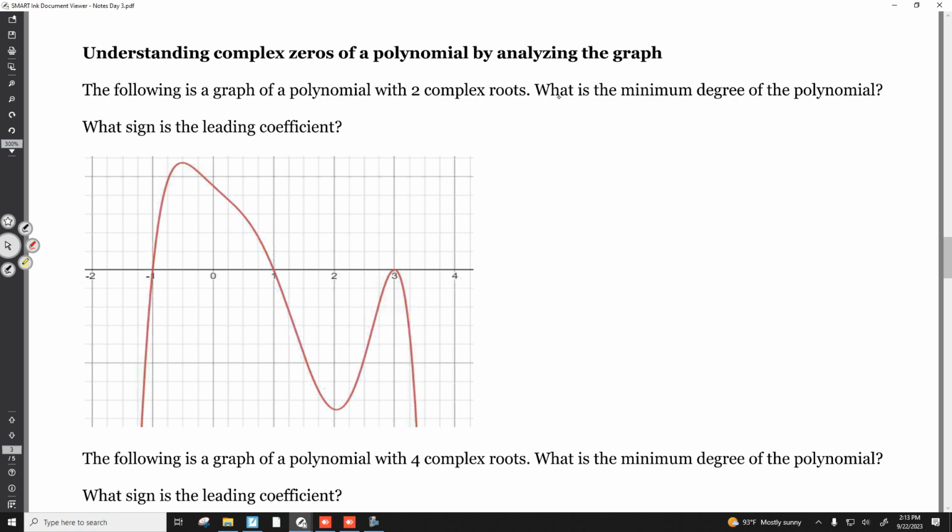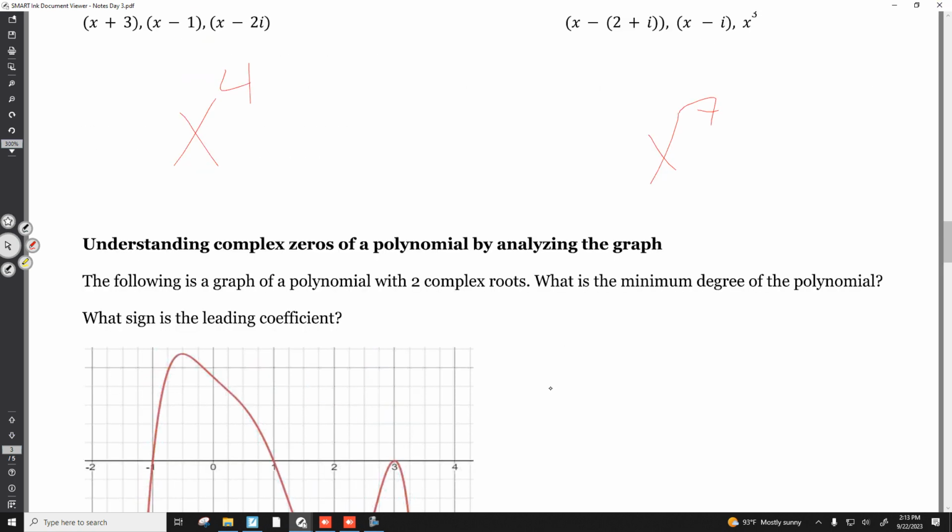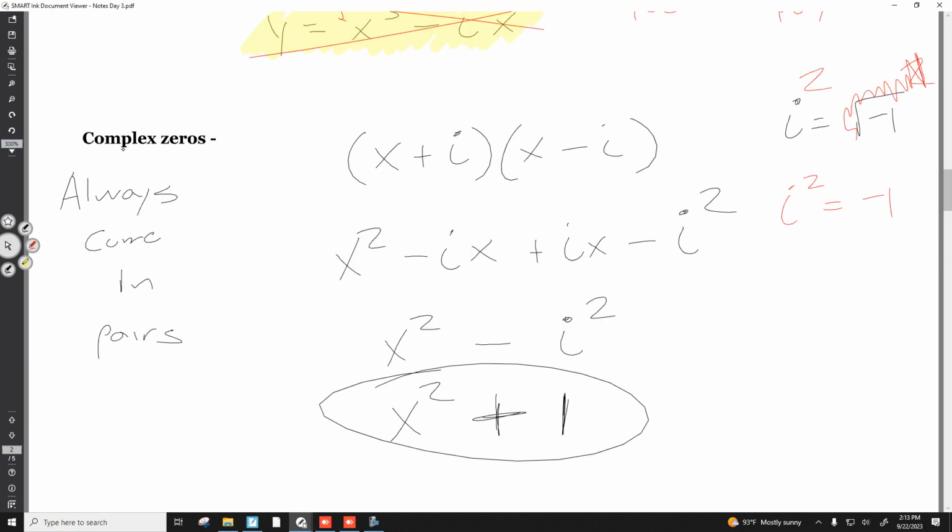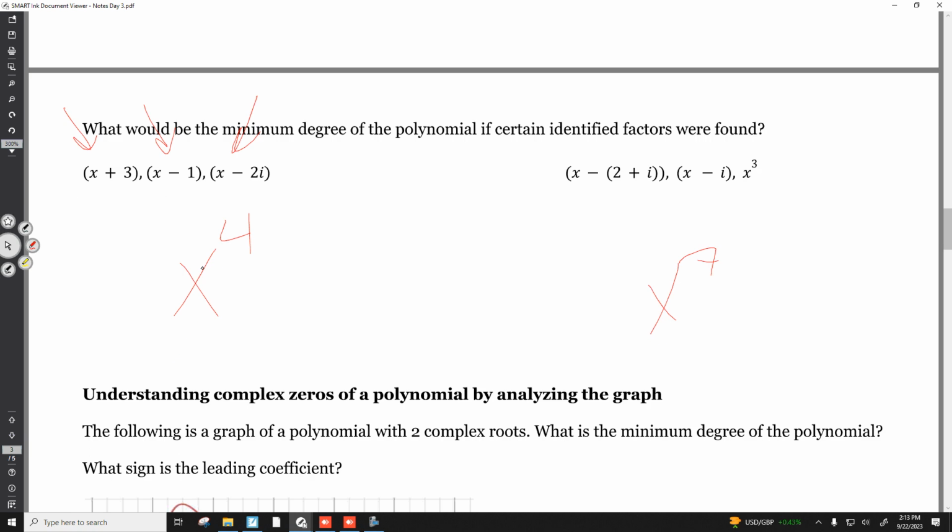Yep, complex zeros. Here, hold on. Let me just make sure everybody's got that. Complex zeros always come in pairs. Cool? All right. Did you see that? Okay, great. Yes, thanks.